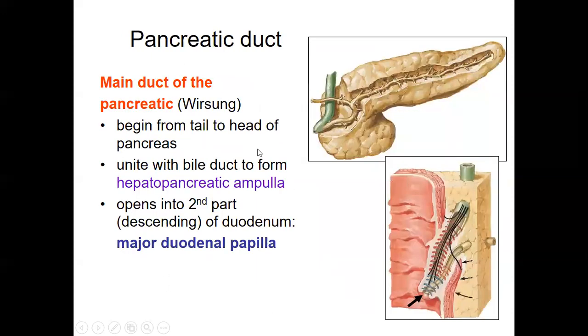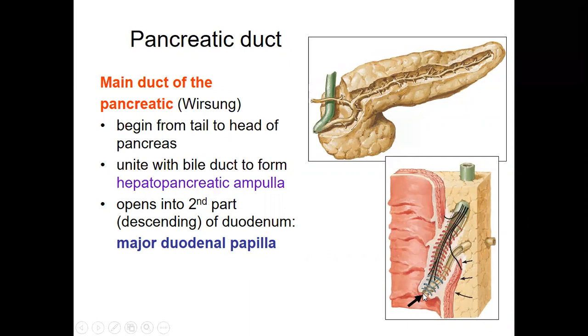Okay, for the pancreatic ducts. The main pancreatic duct, or main duct of the pancreas, begins from the tail and runs to the head of the pancreas. It unites with the bile duct to form the hepatopancreatic ampulla, and it opens into the second part, the descending part, of the duodenum, at the major duodenal papilla.